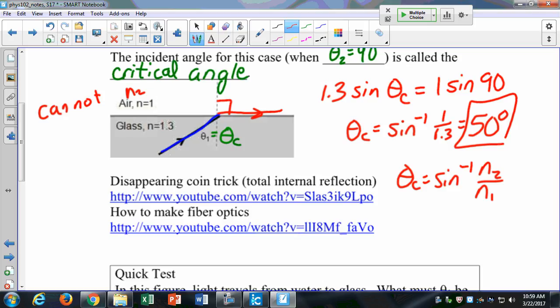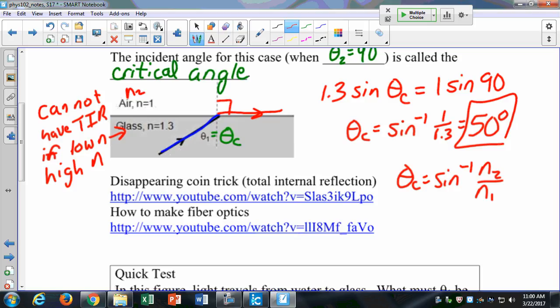You cannot have total internal reflection if you're moving from low index to high index, because you're bending towards the normal, not away from the normal. In fact, if you were going from 1 to 1.3, that would change this equation. It would be the sine of 1.3 over 1, and your calculator wouldn't give you a value for that. It would say error. It wouldn't give you a value.